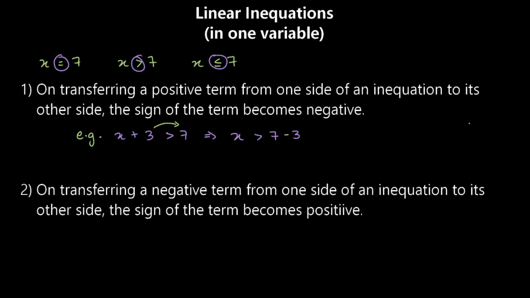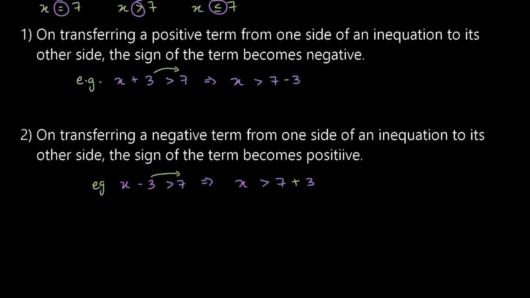Second law is the same thing, we are just taking a negative term now from one side to the other, so it becomes positive. For example, if I have x minus 3 greater than 7, and I'm taking this minus 3 from one side to the other, I can say that x is greater than 7 plus 3, right? Take a negative term from one side to the other, and it becomes positive. Moving on.